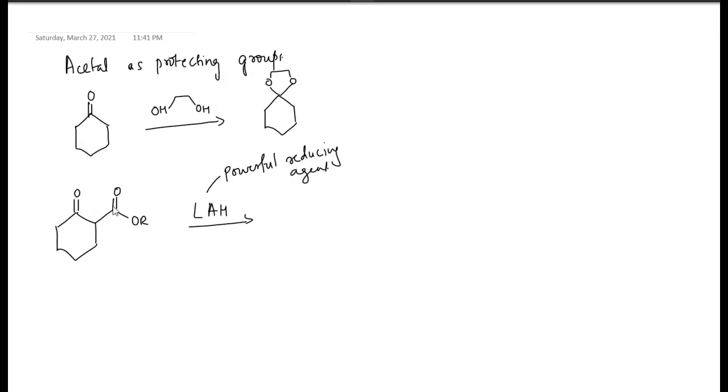If you want to only reduce the ester and not the ketone, say for example I wanted to convert this into something like this, so I want to keep the ketone intact but change this into an alcohol. You think, okay, I can use lithium aluminum hydride, but if I use this, it will reduce the ketone as well as the ester. So I cannot use this method. So what then will I use?